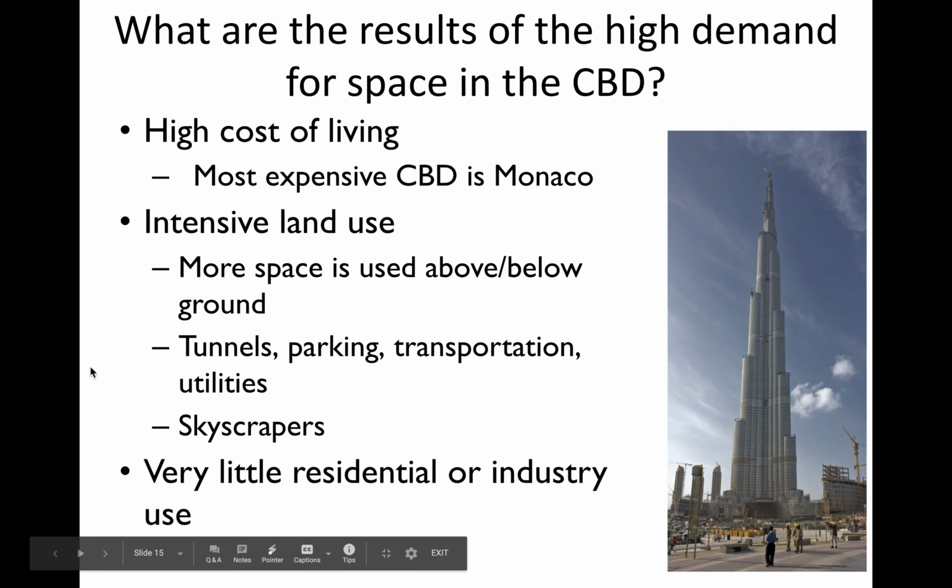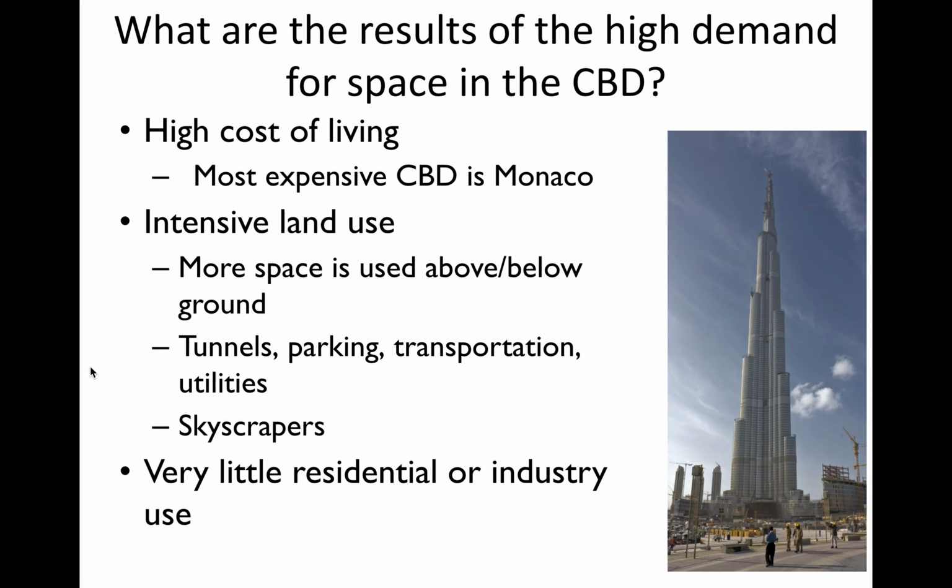The result of high demand for space in the CBD leads to intensive land use. The most expensive land is going to be found in the CBD. We can take a look at Monaco and very expensive land, and that goes for most major cities. The most intensive land use, the obvious sign, is going to be skyscrapers, because you can no longer build out, but you have to build up. That shows intensive land use.